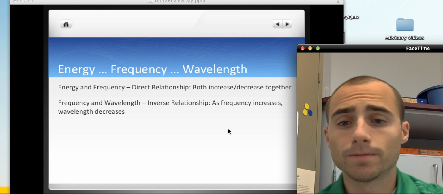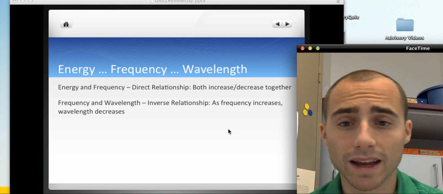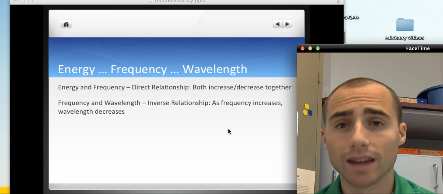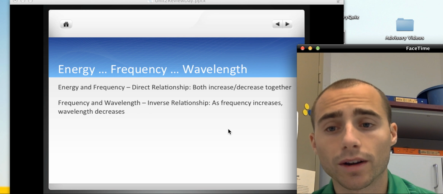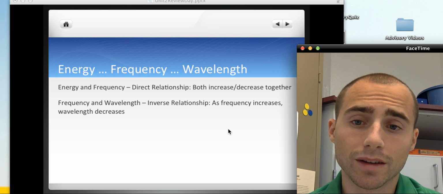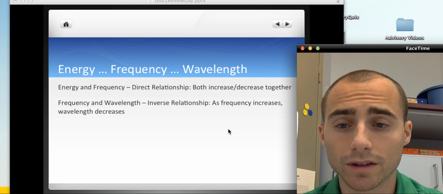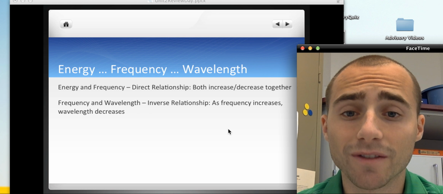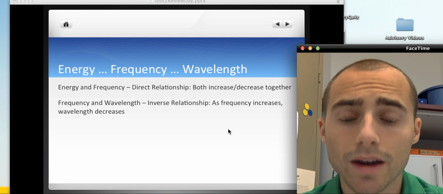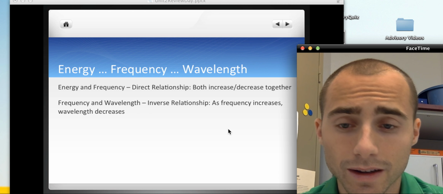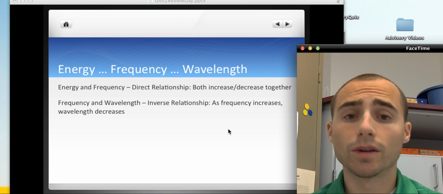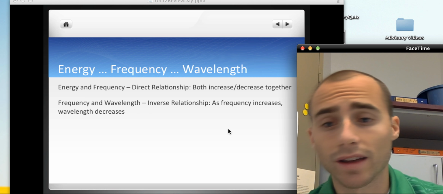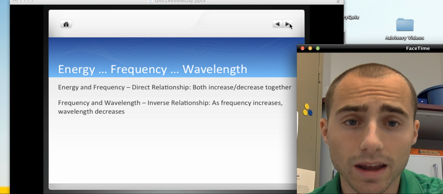This is just writing down those relationships I was just discussing with energy, frequency, and wavelength. Energy and frequency have a direct relationship, meaning both increase together. As energy increases, frequency increases. As energy decreases, frequency decreases. So those are always going to be together. Wavelength, on the other hand, is the opposite. It's an inverse relationship, meaning as frequency increases, wavelength will decrease. So those are important things to note, and you can use those with the Roy G. Biv chart that you just had on the previous slide just a second ago. So if you want to go back and look at that, that can be helpful for you.